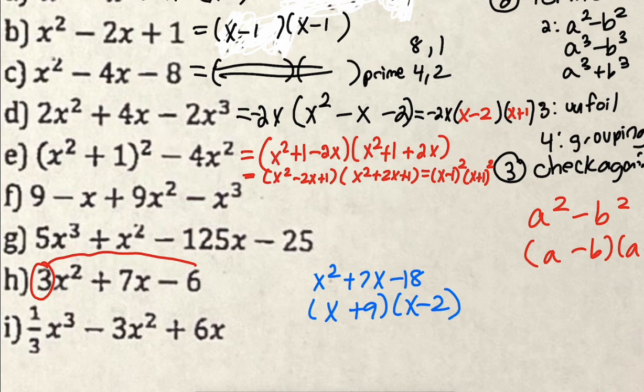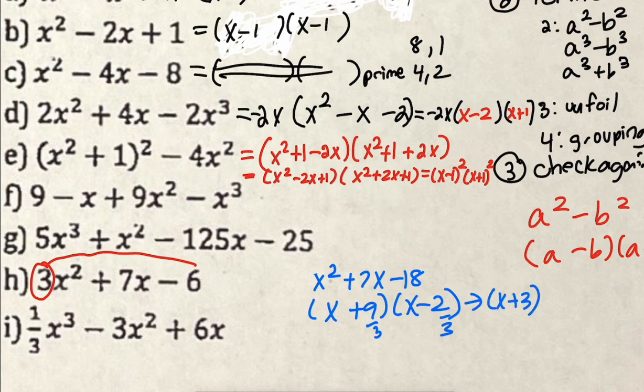So to take care of the fact that we multiplied by 3, now we're going to divide by 3. We're going to divide both of these pieces right here by 3. If it divides by 3, divide it. 9 is divisible by 3, so that becomes x plus 3.